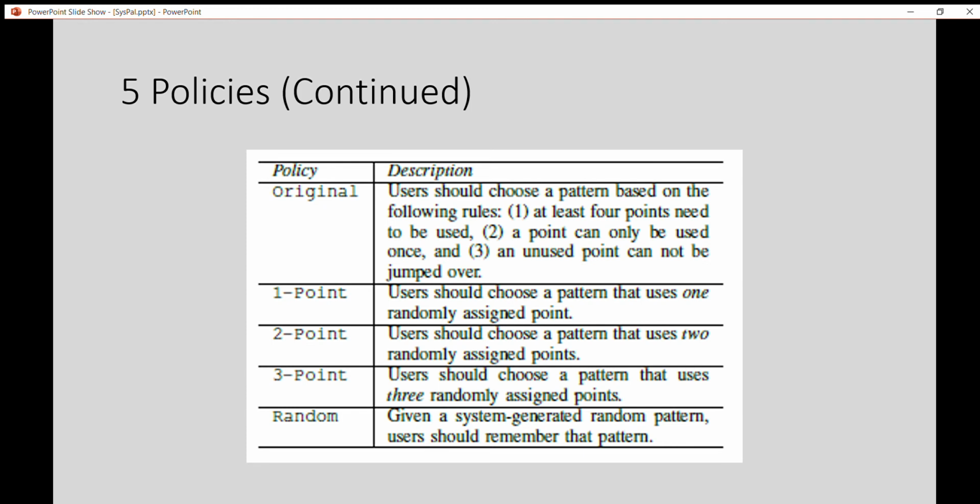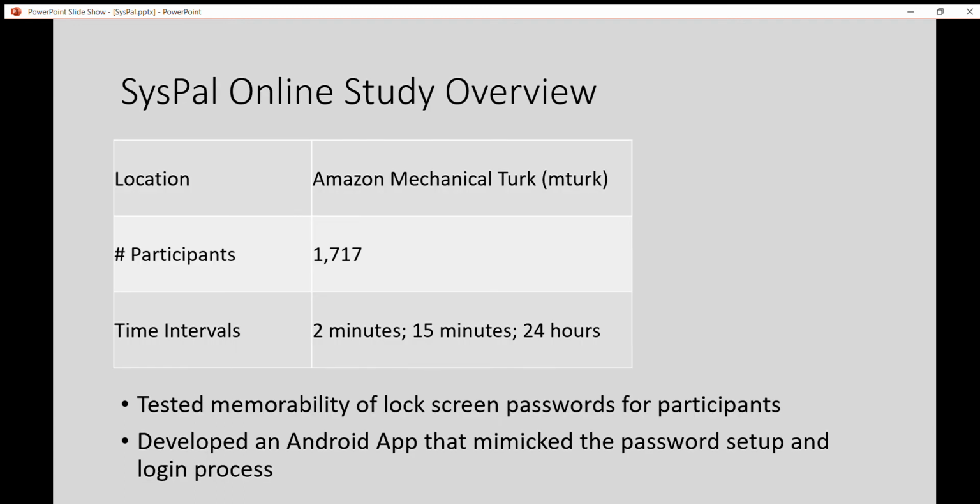This is essentially a snapshot from the paper that is just reiterating in more detail what we just went over of the different types of policies, if you need to reference that. This paper consists of 2 studies. The first is an online study, and the second is an in-person study.